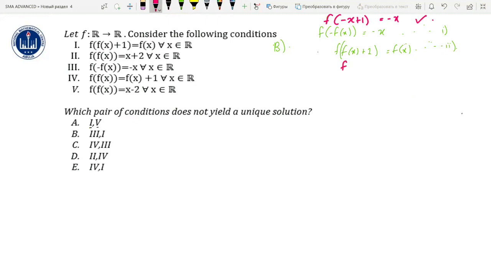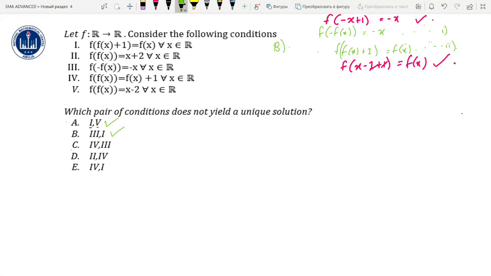And for this one, we have f of x minus 1 plus 1 is equal to f of x. Yeah, of course, 1 cancels minus 1 and it's an identity. So it's also true. So it means that the first and second conditions are both correct. They both give a unique solution, so they are both not the answer. The ones I'm ticking in green with a green tick are the ones that give the unique solution.